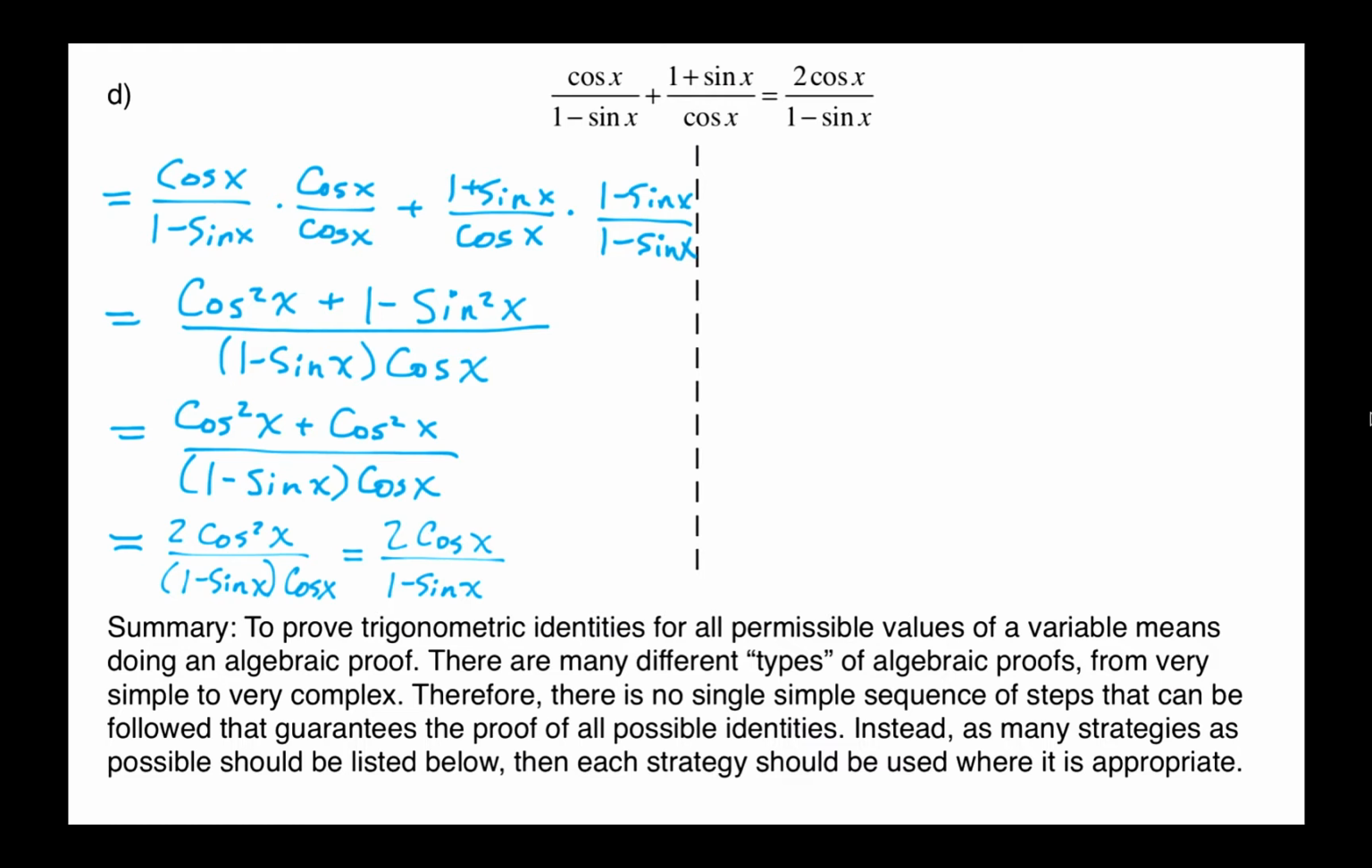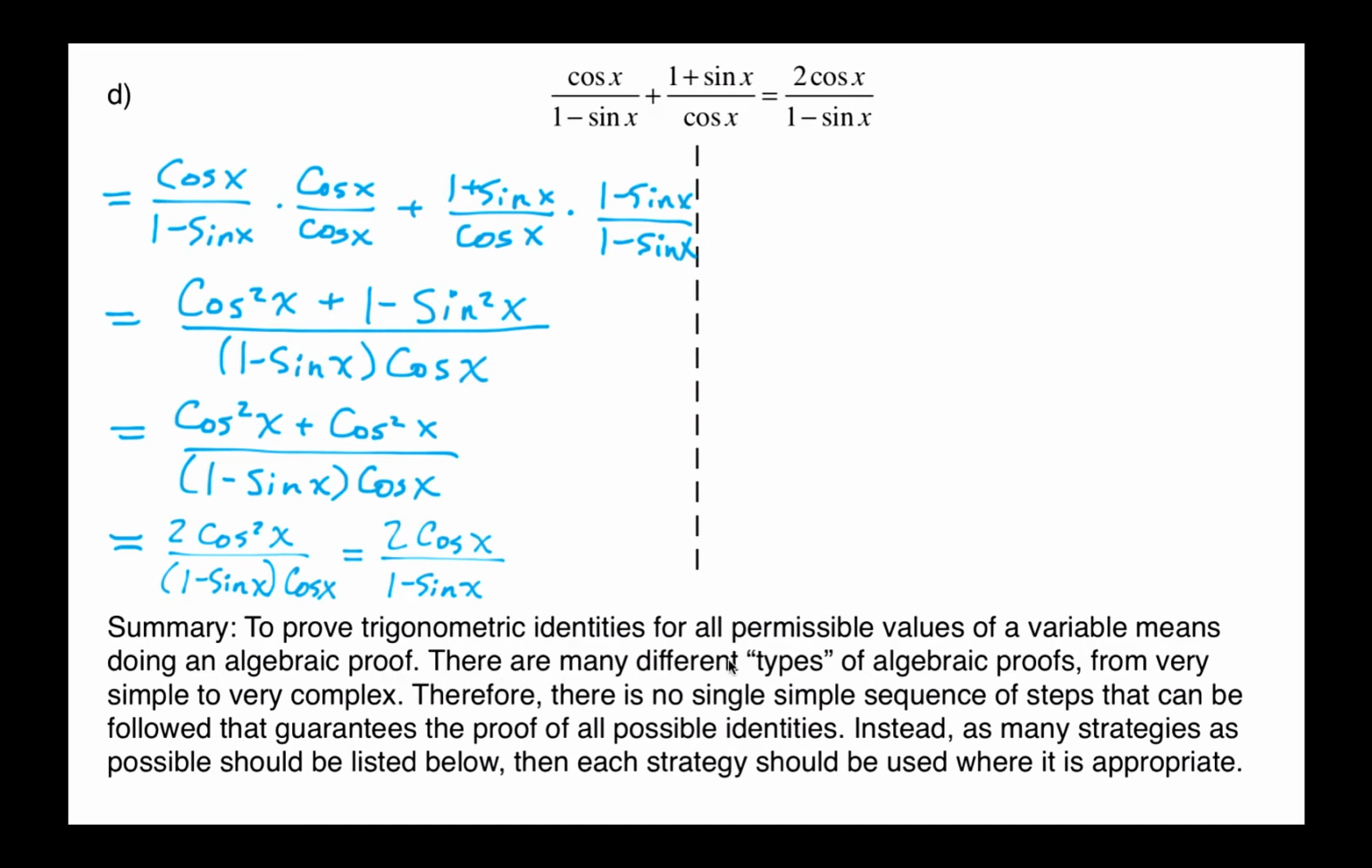So I'm just going to read through the summary at this point. To prove trigonometric identities for all permissible values of a variable means we're doing an algebraic proof. So if you're initially wondering about a trigonometric identity and whether it's true, you can substitute a single angle to see if it makes the left side of the equation equal to the right-hand side of the equation. And you can certainly graph both sides of the equation to see if they match each other, but a really complete proof that proves it for all x is an algebraic proof.